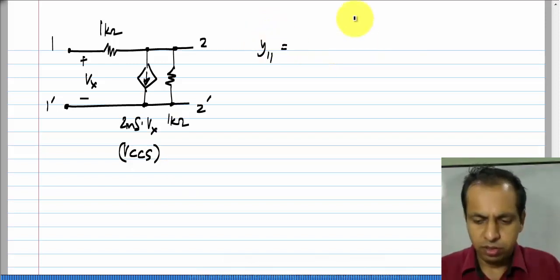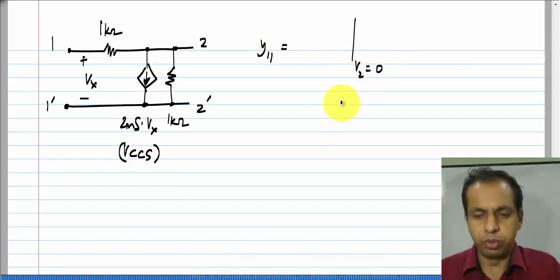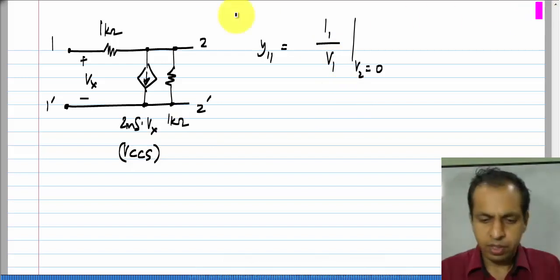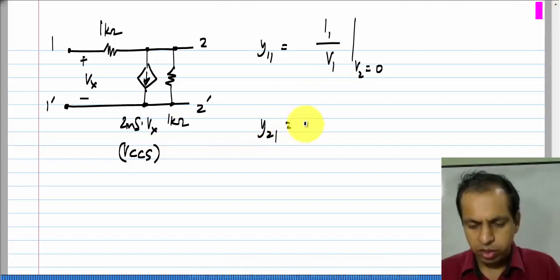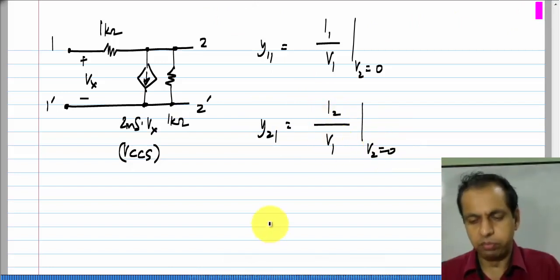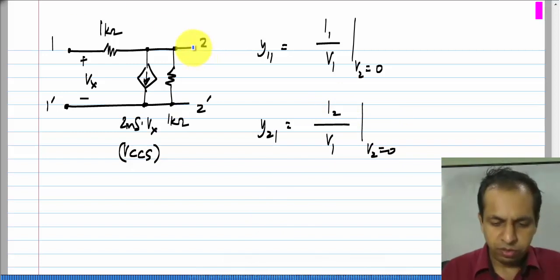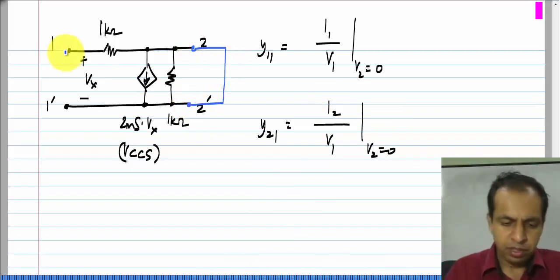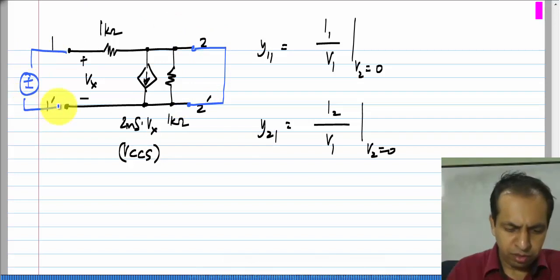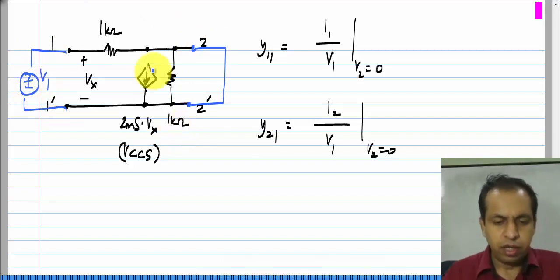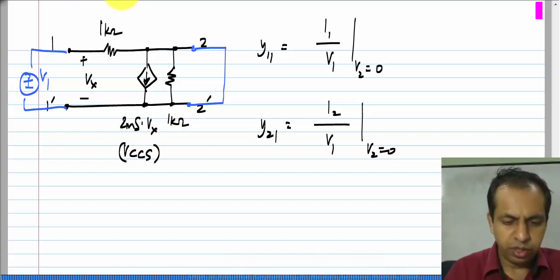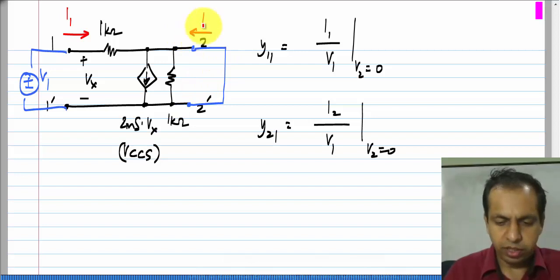So, for Y11, you short port 2, that is, you set port 2 equal to 0 and find the ratio of I1 to V1. And for Y21, you also short port 2 and find the ratio of I2 to V1. So, in other words, what we do is we short circuit this, apply V1 here and we need to find these 2 currents. Okay. We need to find this current I1 and this current I2.